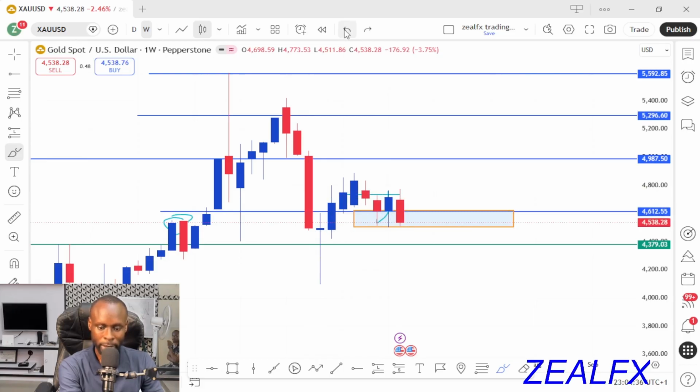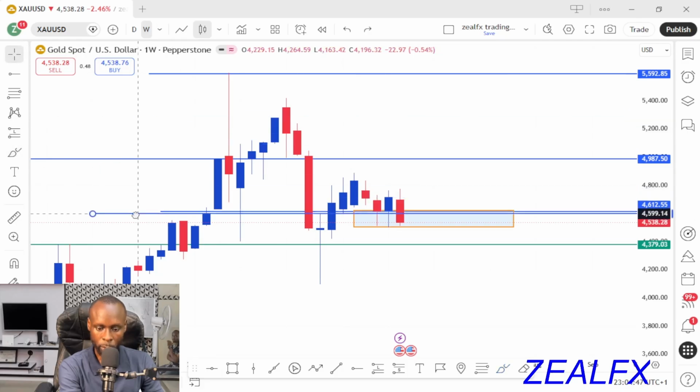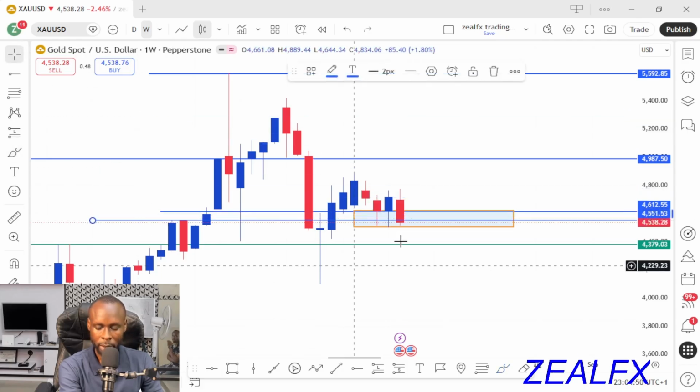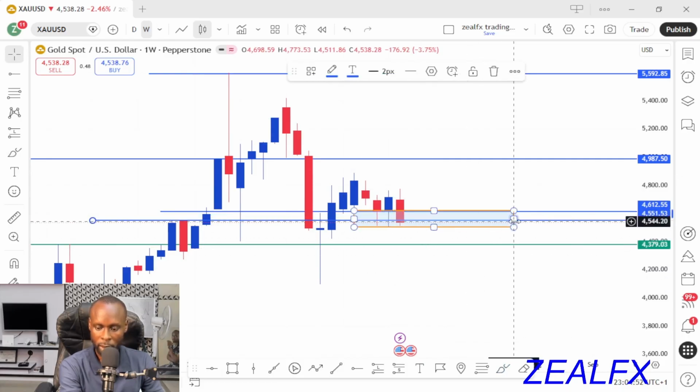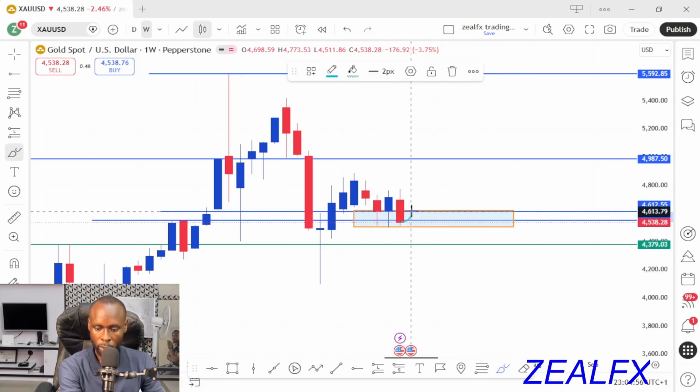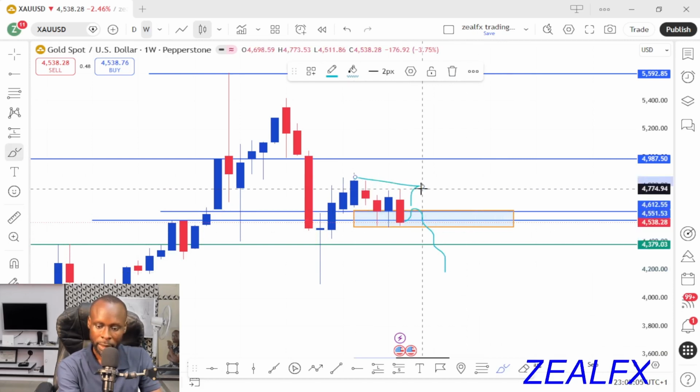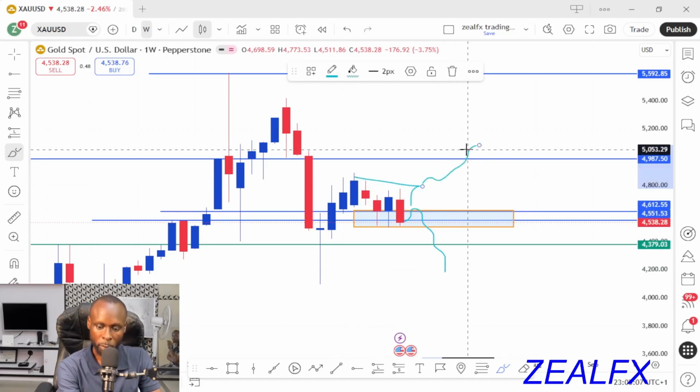So what do we expect this week on the gold USD? We expect price to do a retest of this level, which is this previous support, which is now resistance. Then we can start looking for possible sells as price retests these zones. Then we can start looking for sells on the gold to the downside. For the buy scenario, we need a break of this high, then wait for a retest, then start looking for possible buys to the top.